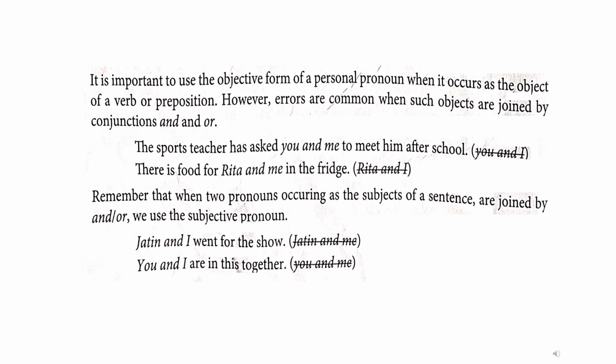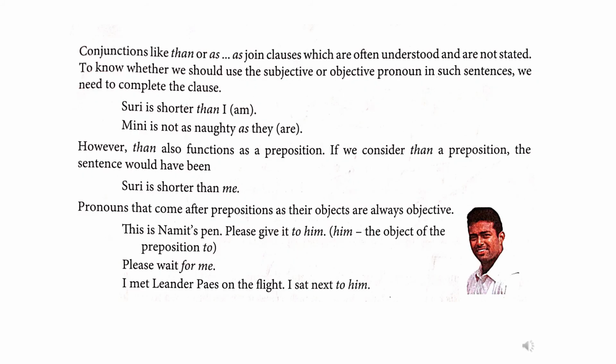Remember that when two pronouns occurring as the subjects of a sentence are joined by and or, we use the subjective pronoun. Jatin and I went for the show. We do not use Jatin and me. You and I are in this together. We do not use you and me.